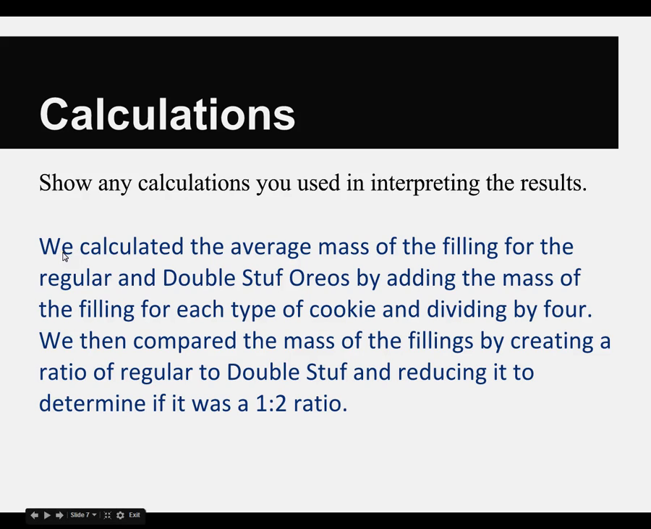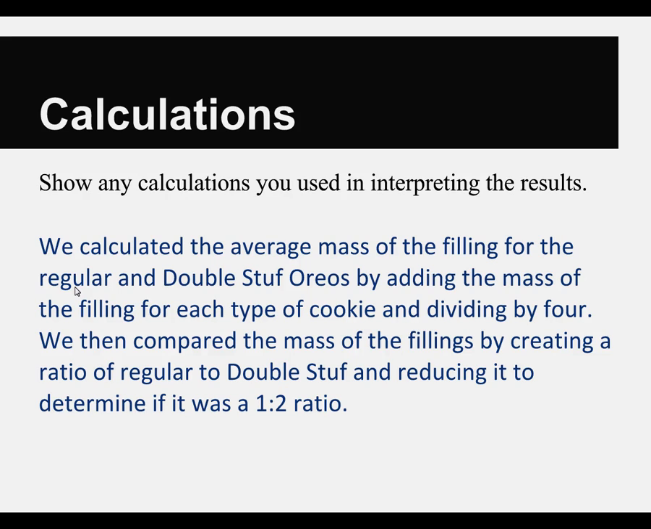We calculated the average mass of the filling for the regular and double-stuffed Oreos by adding the mass of the filling for each type of cookie and dividing by 4. Well, you actually did a little more calculation than that, especially if you compared the mass of the filling in the regular Oreo and the filling in the double-stuffed Oreo. Those comparisons are probably math that you did in your head. You probably didn't write it down, but you still did it in your head.